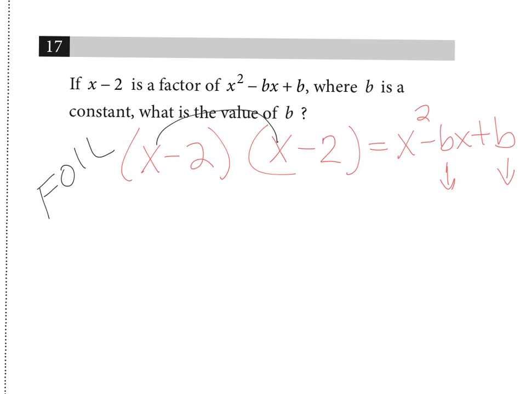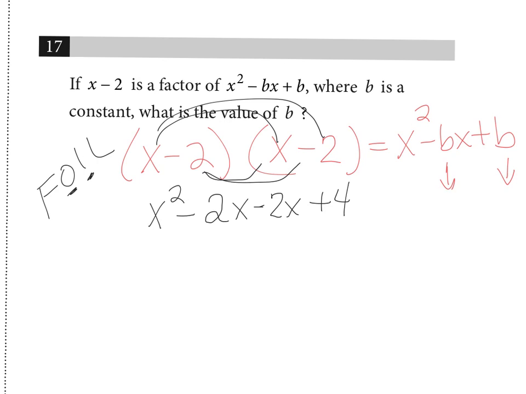First times first, what is x times x? x squared. O stands for outer. x times negative 2? Negative 2x. Okay. I stands for inner terms. Negative 2 times x. Negative 2x. And then negative 2 times negative 2. Positive 4. And then when you combine those two terms, what would that be? Negative 2x and negative 2x? Negative 4x.